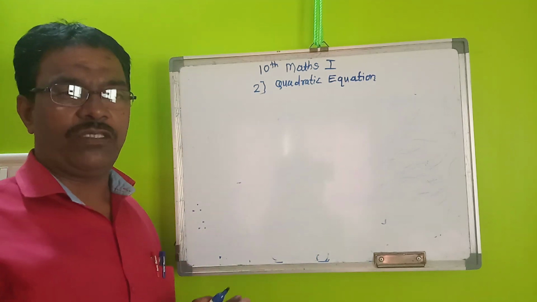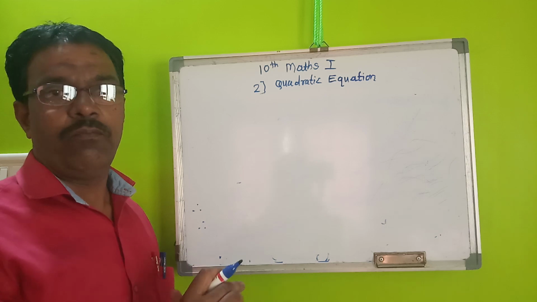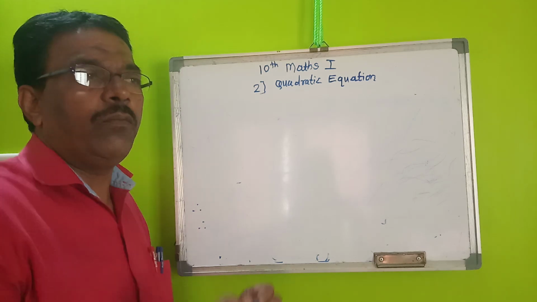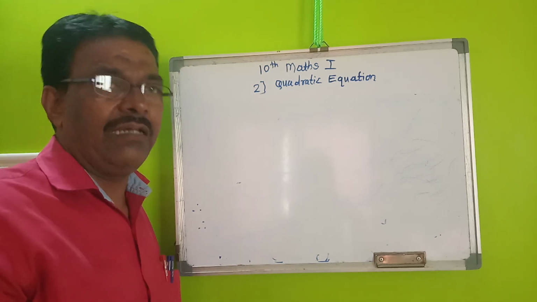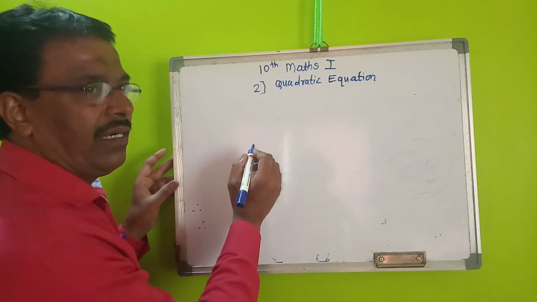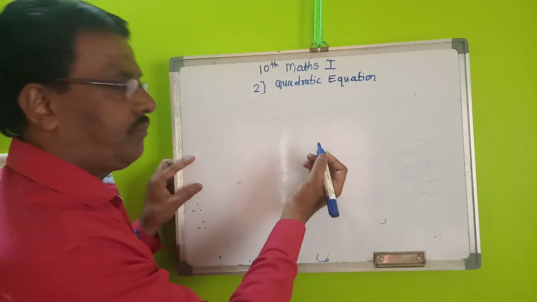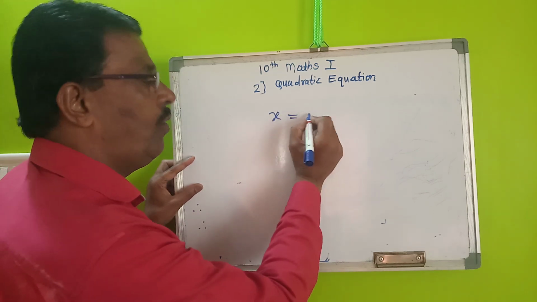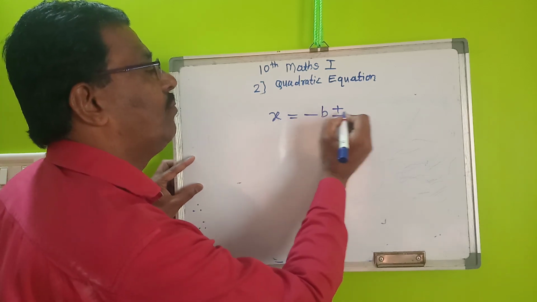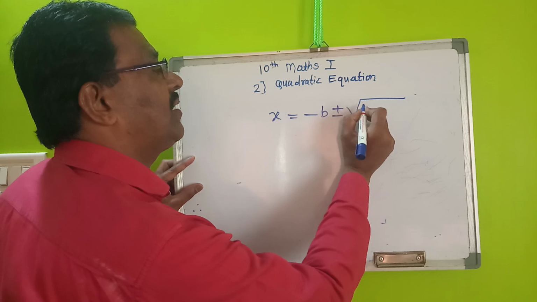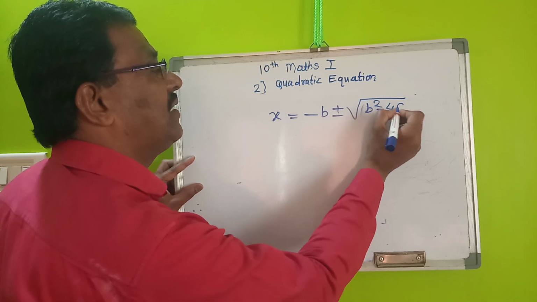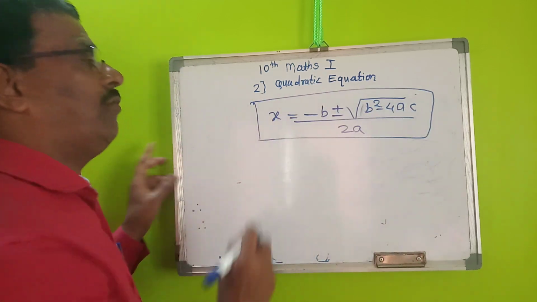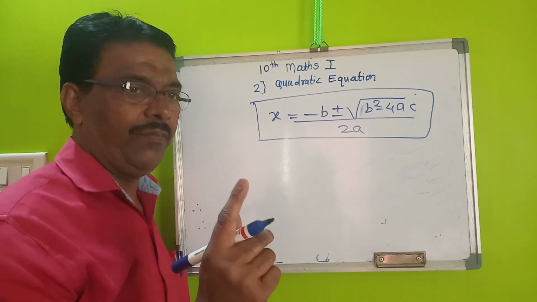How to solve the quadratic equation by formula method. To solve the quadratic equation by formula method, we must understand the formula. We must remember the solution: x is equal to minus b plus minus square root of b square minus 4ac upon 2a. This is the formula to solve the given quadratic equation by formula method.